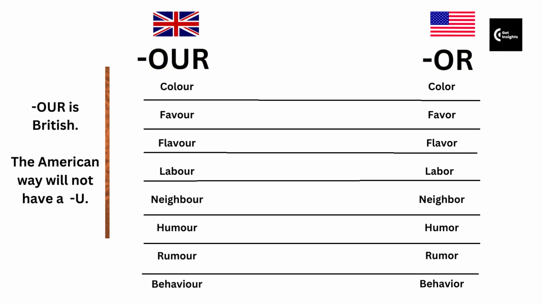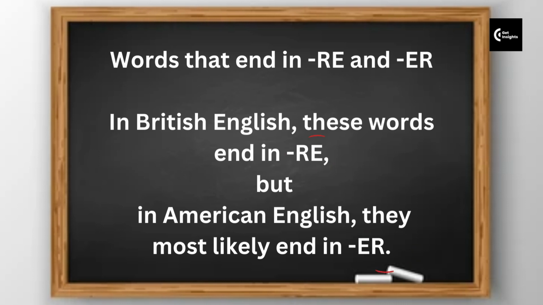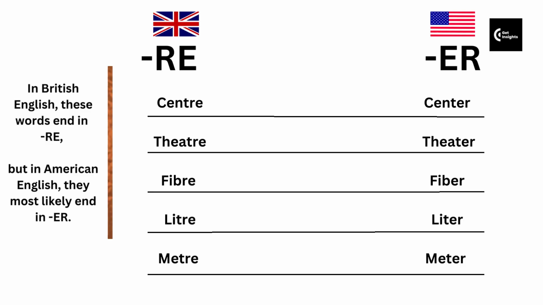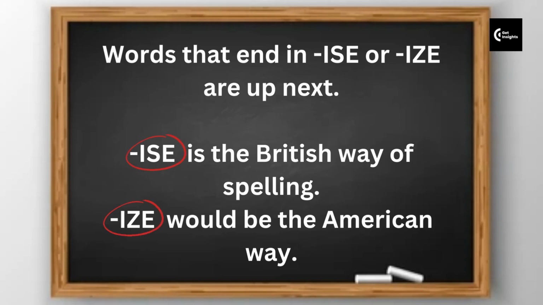Moving on to the next pattern, which is words that end in R, E, and E, R. In British English, these words end in R, E. But in American English, they most likely end in E, R. For examples: center, theater, fiber, liter, meter. Can you think of any others? Let's move on to some more words here.